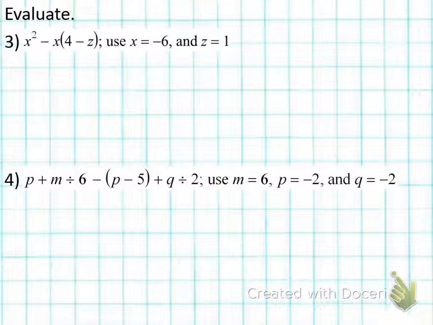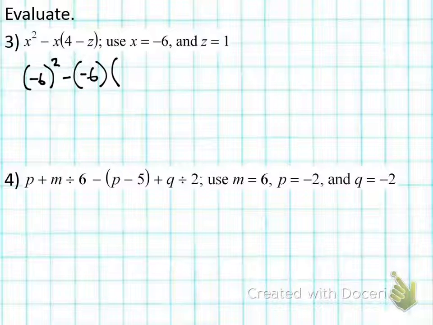Okay, so what's the value we use for x? Negative 6. We're going to use negative 6 squared minus a negative 6 all times 4. What value do we use for z? 1. Good. Thank you for the enthusiasm.